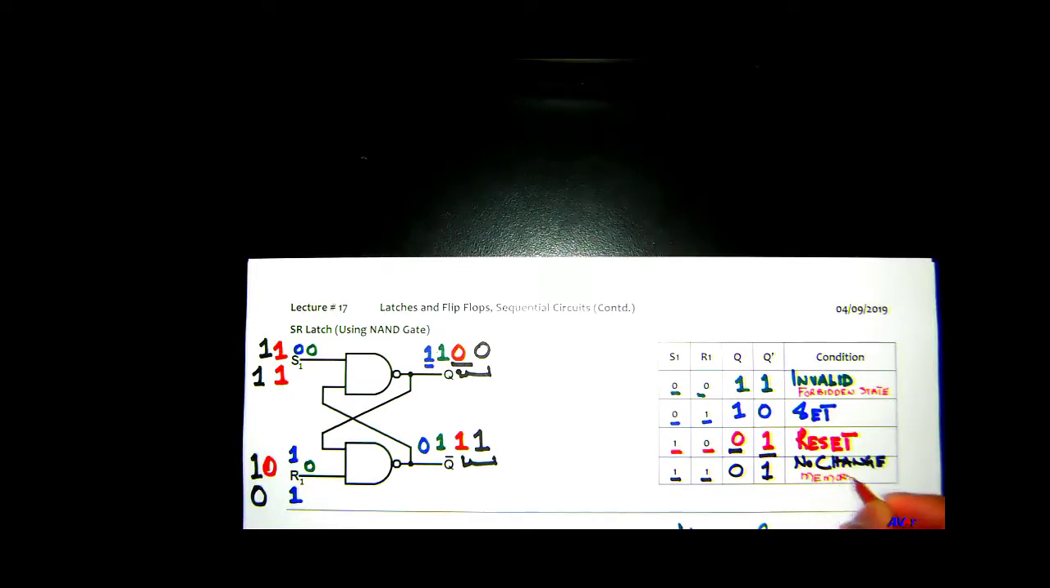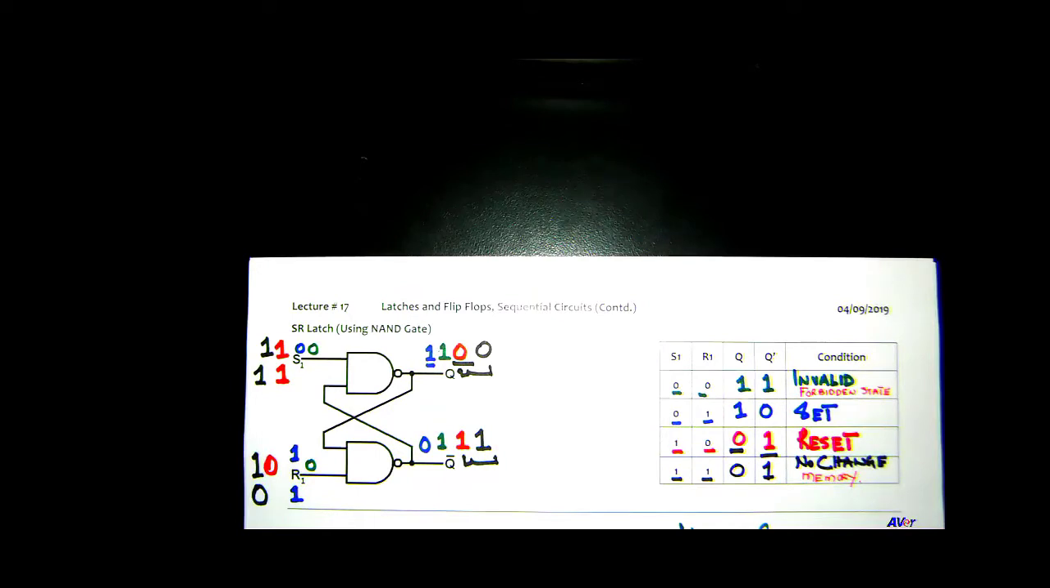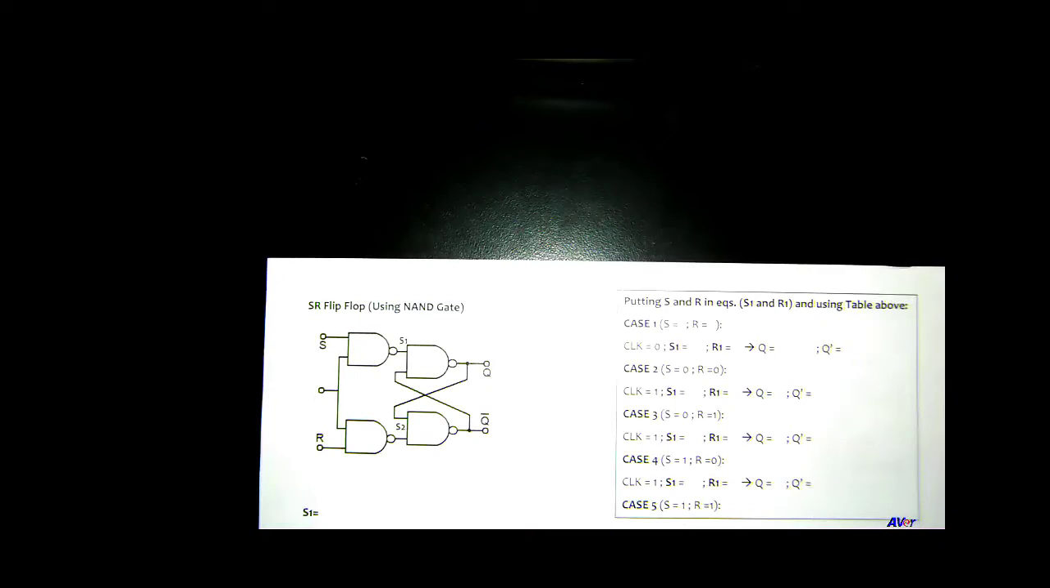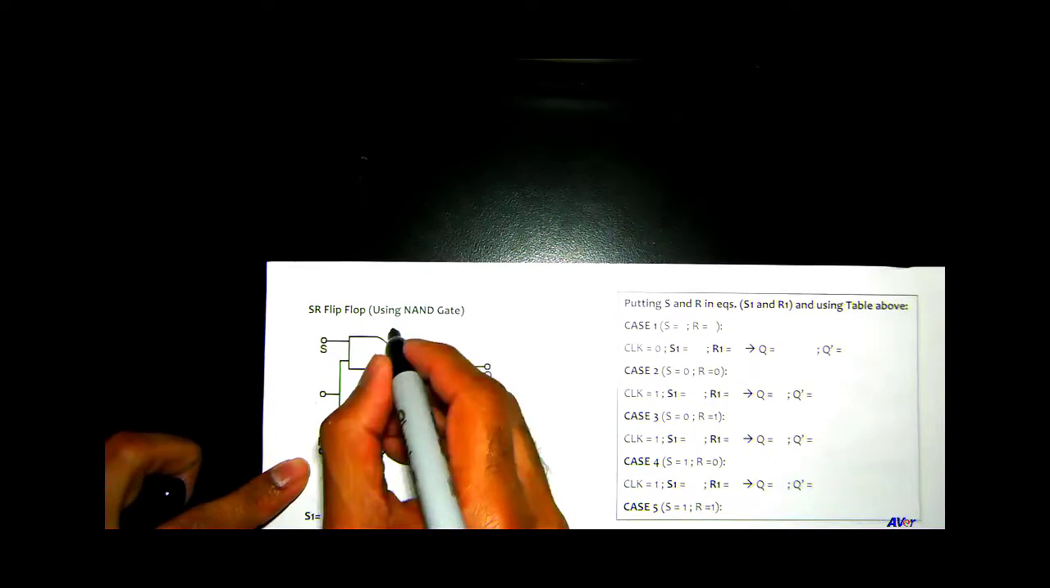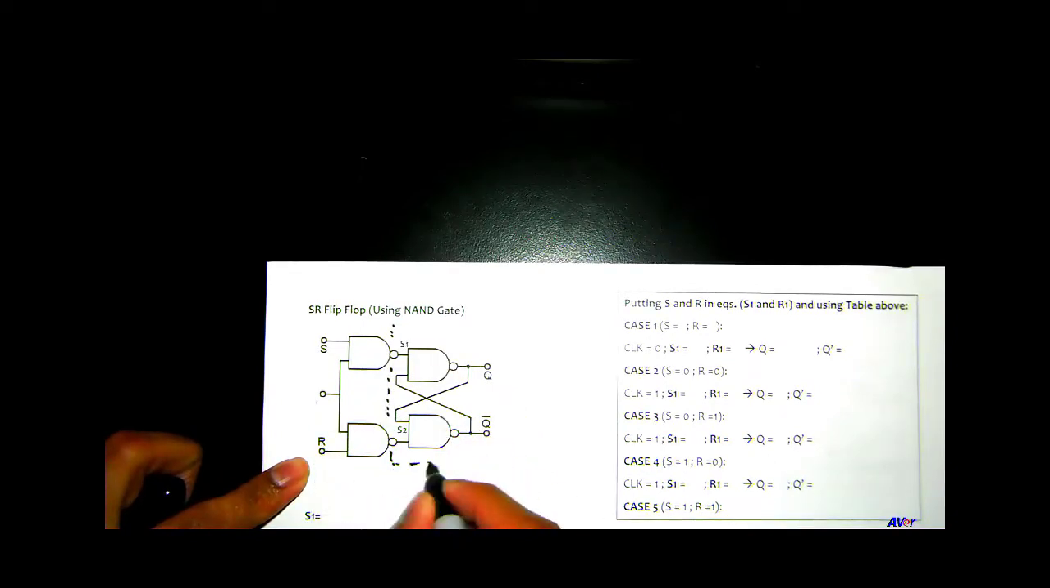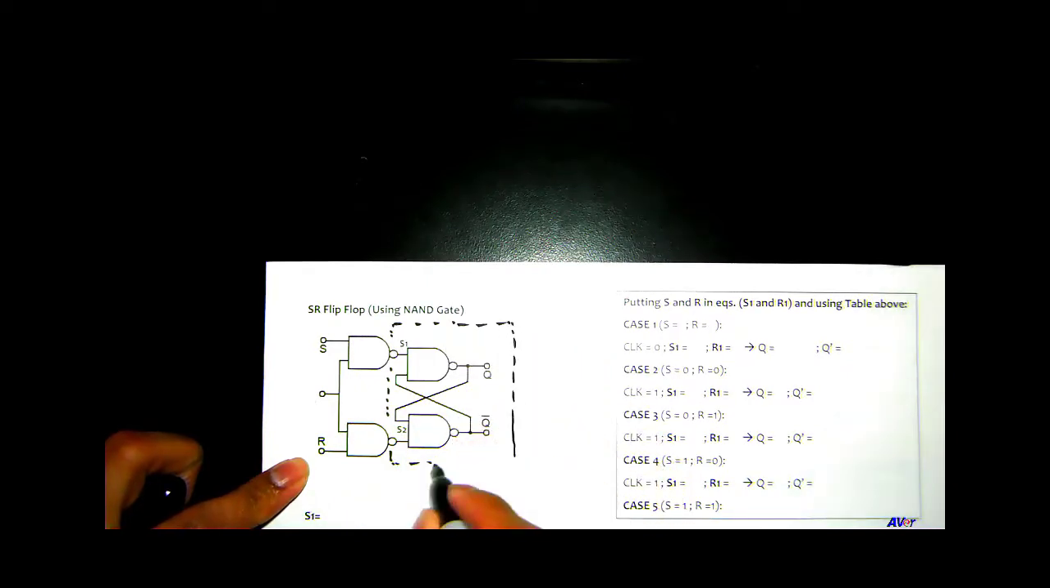Okay, so this is our basic SR latch using NAND gate, and based on this we are going to create our flip-flops. The schematic of our SR flip-flop. This is basically this part right here. We just did this part right here, the SR latch. Okay, this is the SR latch that we just did.